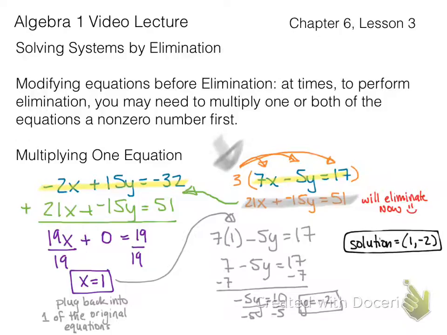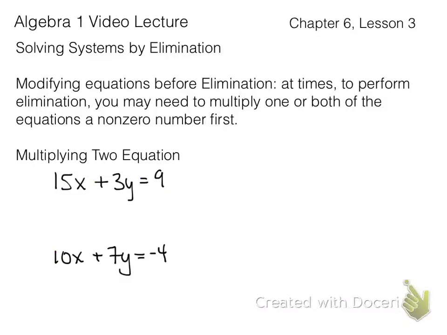Good. Okay, not too much further, promise. So here is the example where you have to modify both equations. There's no one thing I can do to 15 to get 10, no one thing I can do to 10 to get 15, and the same situation for 7 and 3. So I either need to change 15 and 10 into 30, or I need to change 7 and 3 into 21. I'm going to go with the 15 and the 10.